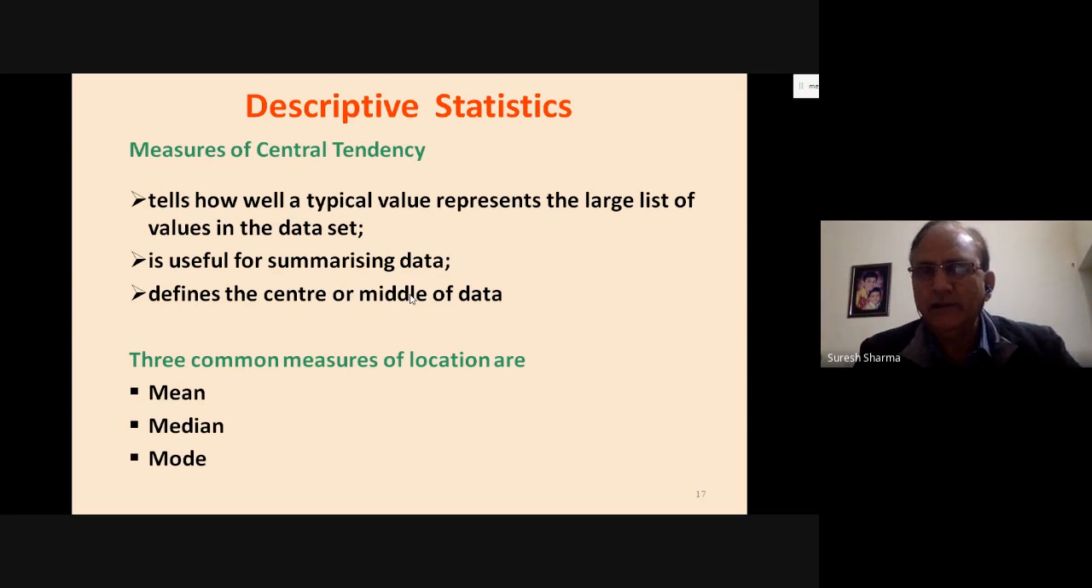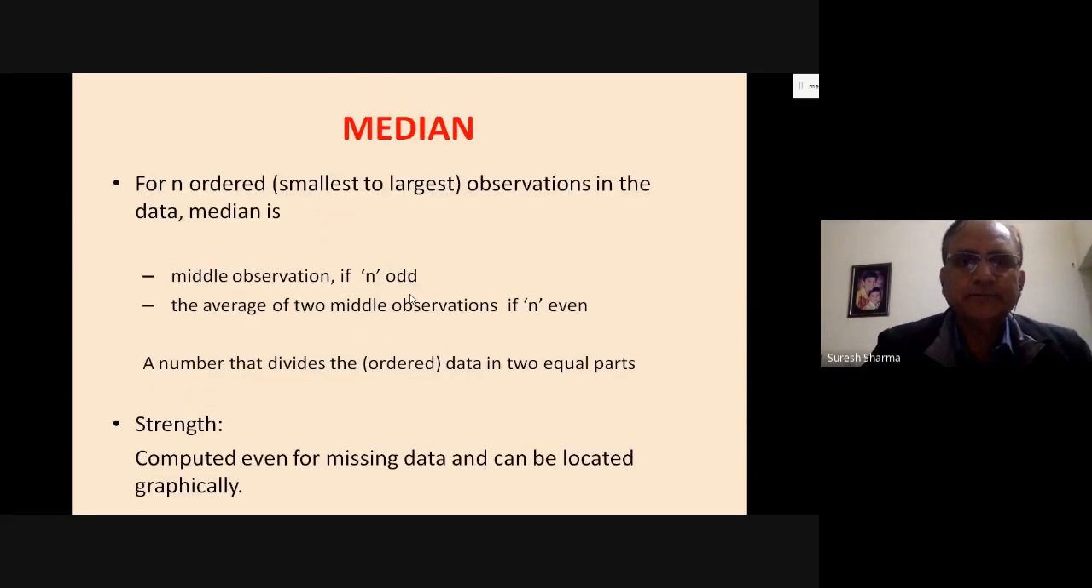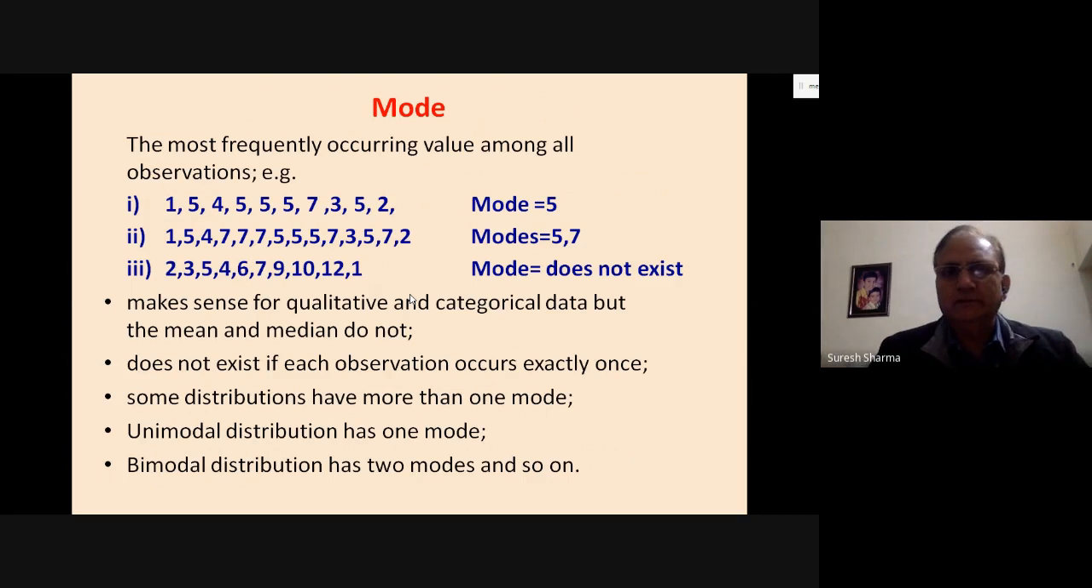mean is applicable. And what about mode? Mode is the value which occurs most frequently among the set of observations. For example, look at this first series data: 1, 5, 4, 5, 5, 5, 7, 3, 5, 2. Which value is occurring most of the times here? 5. So mode will be 5. But look at the definition, please. Very important: the most frequently occurring value among the observations is called mode.